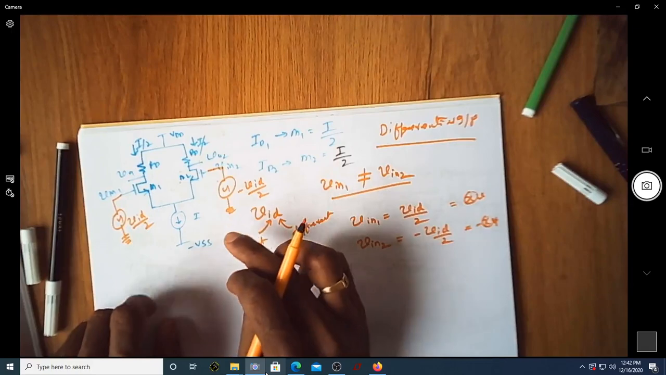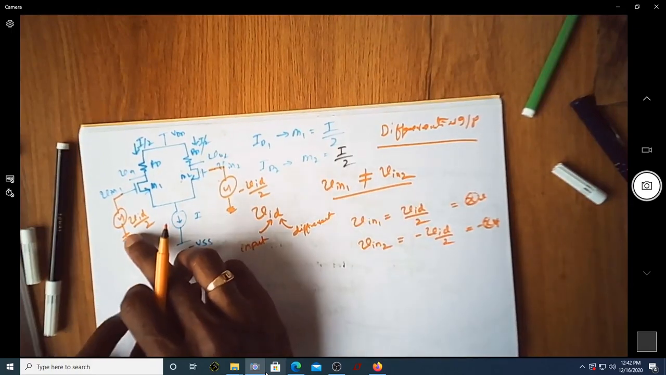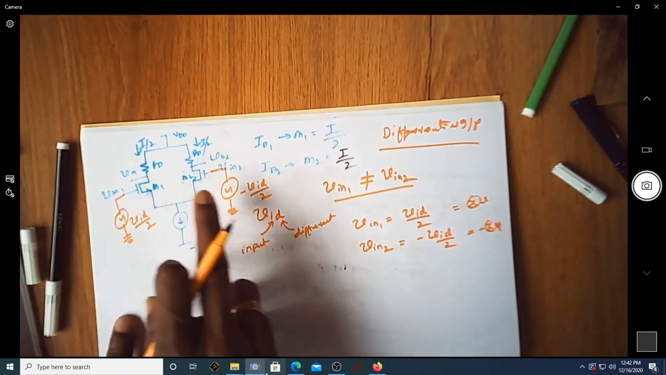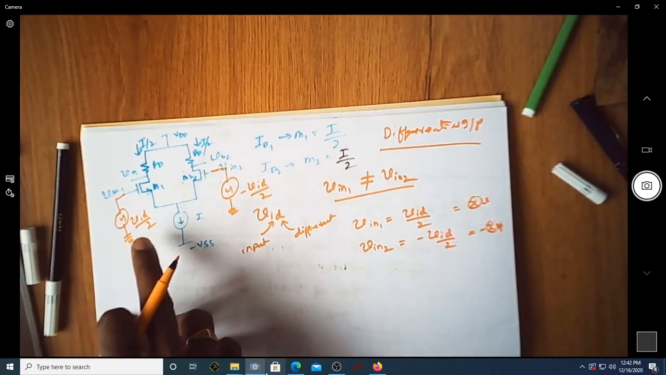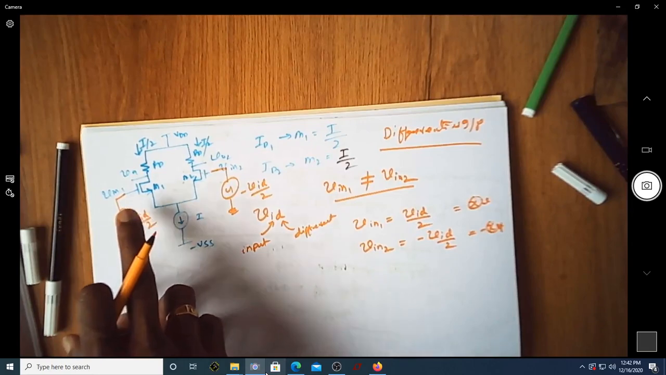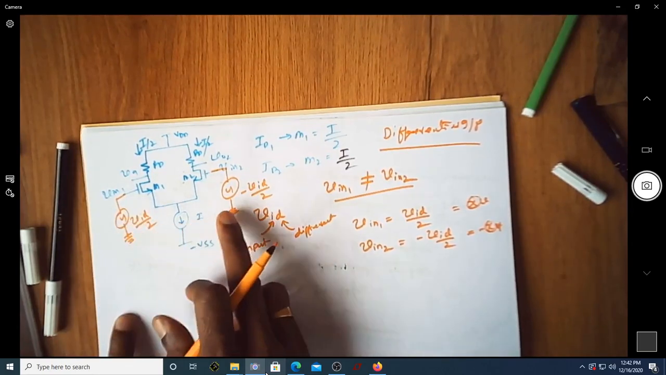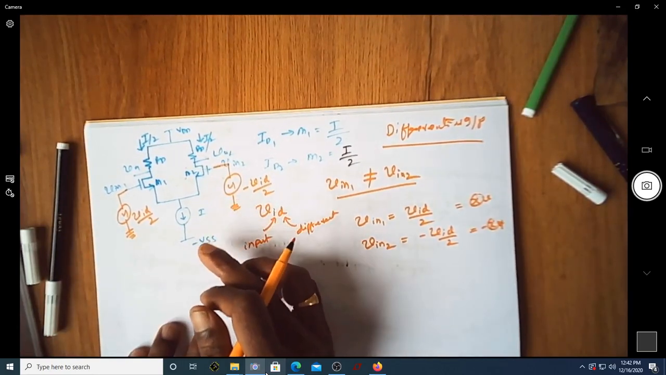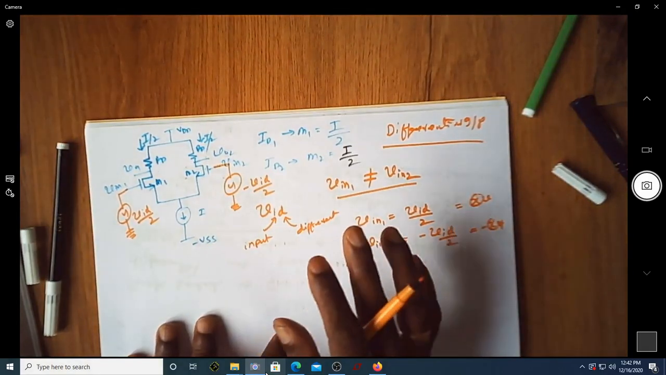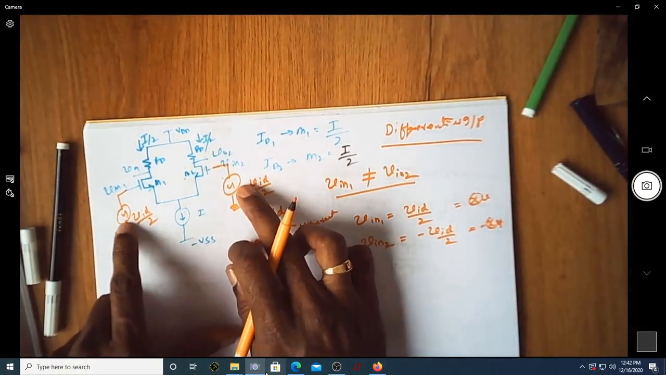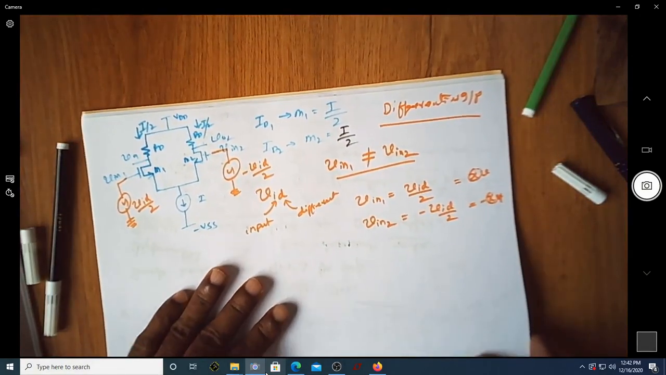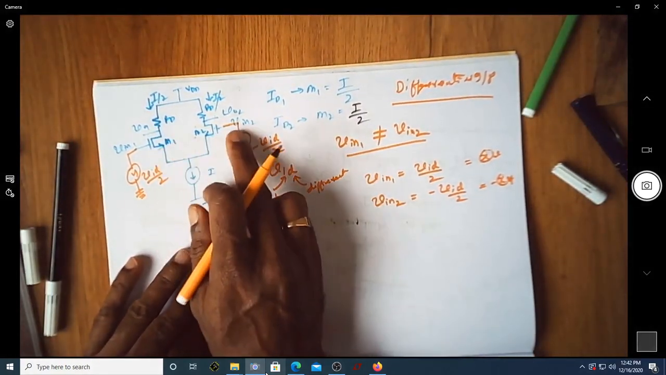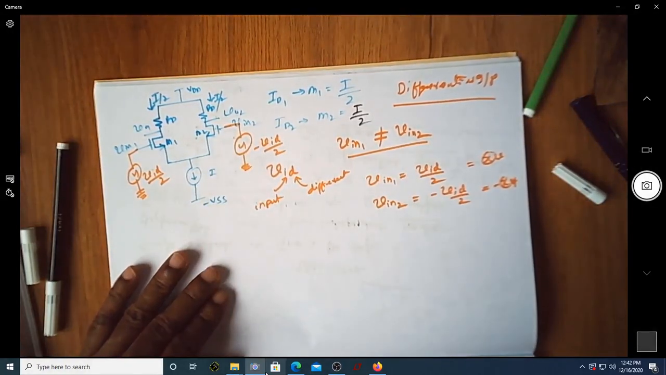but applied single-endedly. We are applying a single-ended input voltage to this and a single-ended input voltage to this, because one of the references is ground. Since the input voltages are different, VID by 2 and minus VID by 2, I will say this is a differential input, a differential input applied to a differential amplifier. Now we are applying a differential input to this particular circuit.